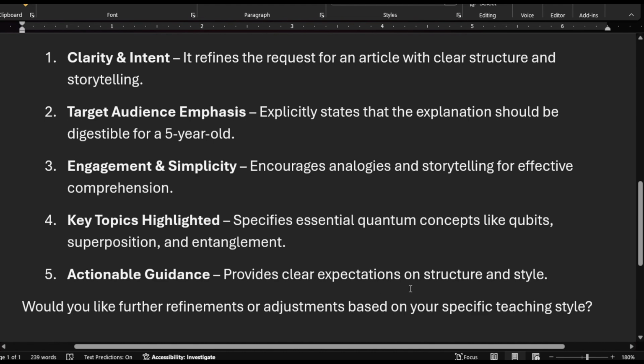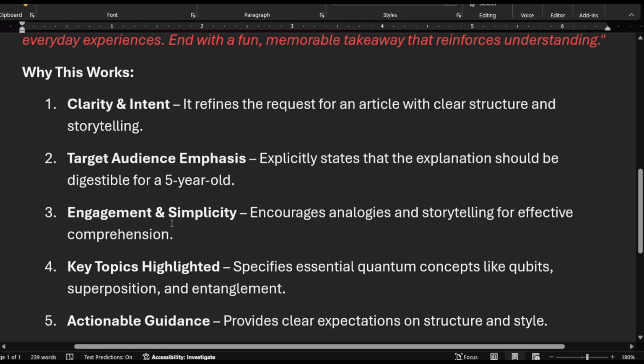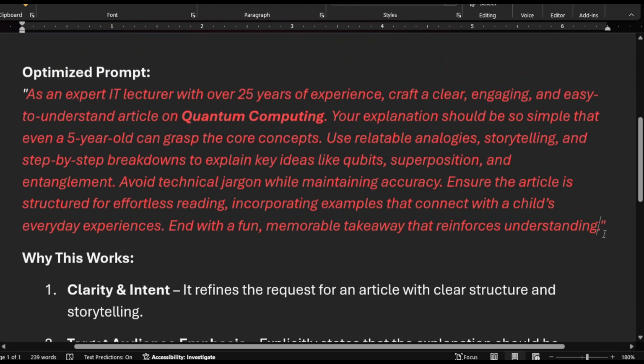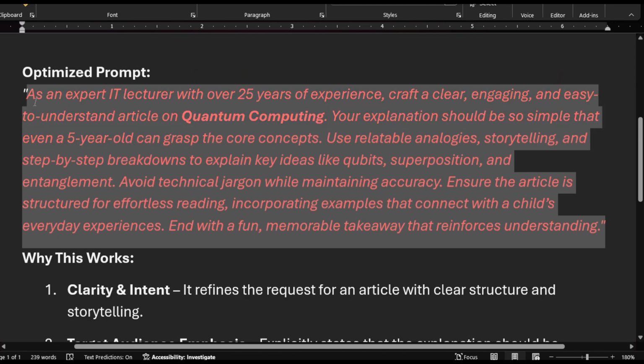Provide clear expectations on structures and style, and it's not asking us, will you want me to further refine it? If you want it to refine, it will go ahead and still refine it. So these are the expectations. This is the reason why it's going to work. You understand? All right. So the next thing I want to do is to copy it and now give it.